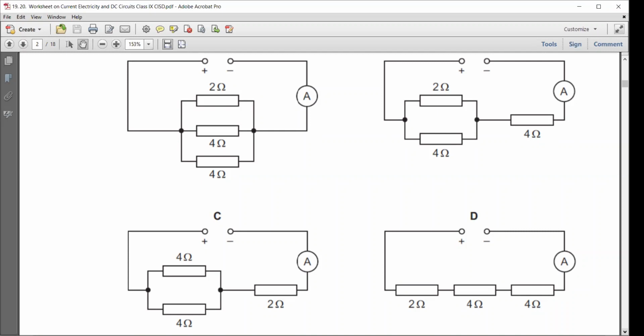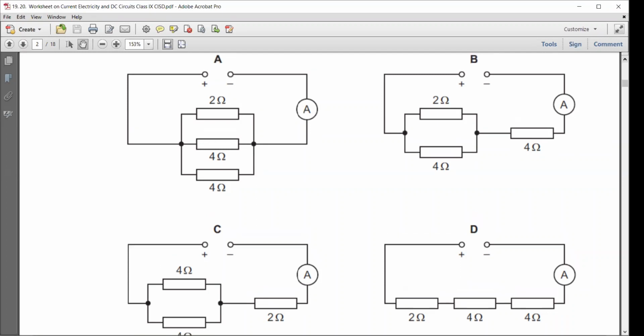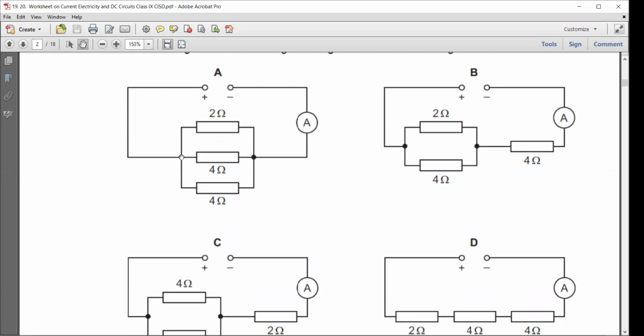Here in the first diagram we have three resistors connected in parallel, right? So we have to calculate this one. If you calculate, you will get one value, you record it. The greatest ammeter reading will not be D, because we add everything. Let's see. Here the answer is A.